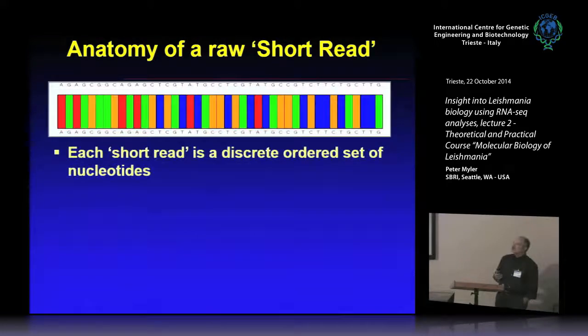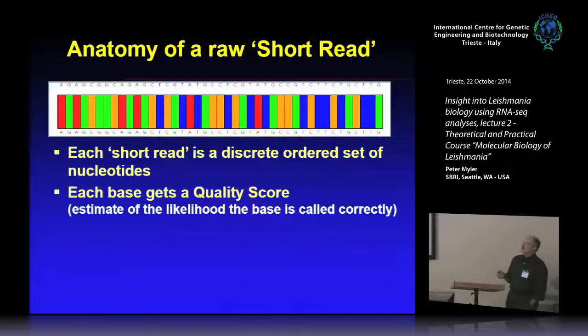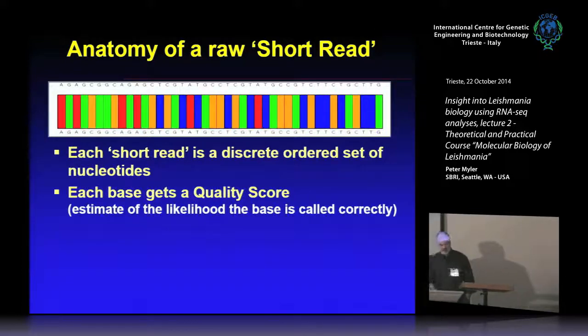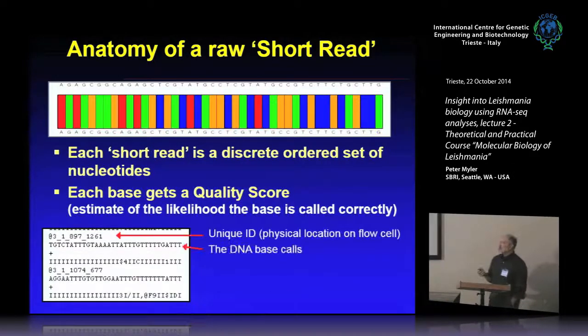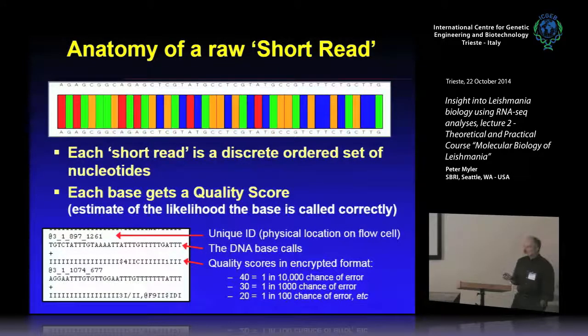Just a little bit more detail here on what a read looks like. Again, I think this is a 36 nucleotide read. Each short read is, as you can expect, a set of nucleotides with a discrete sequence, and each base gets a quality score, which tells you the likelihood that the base that was called by the software is correct. It gets a quality score between 1 and 40, 40 being the best and 1 being really lousy. You want your quality score to always be above 30.